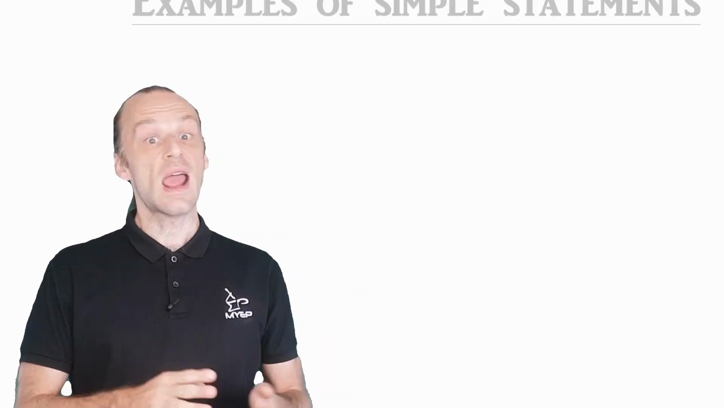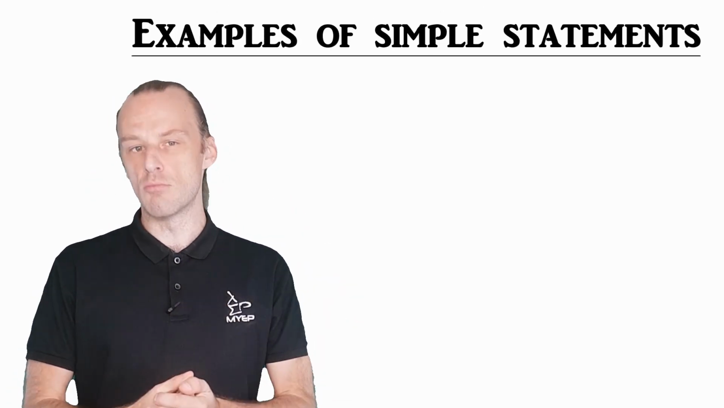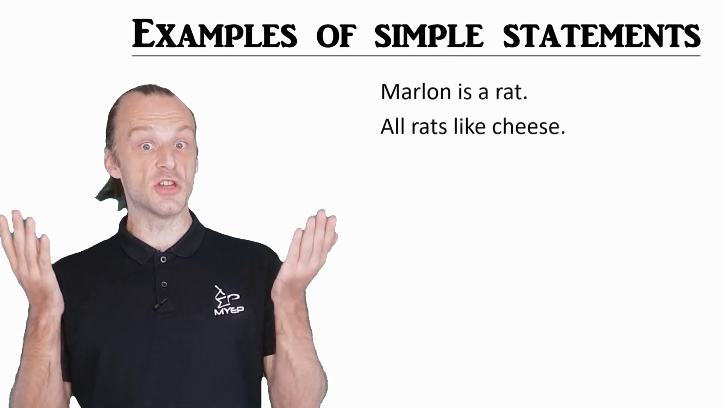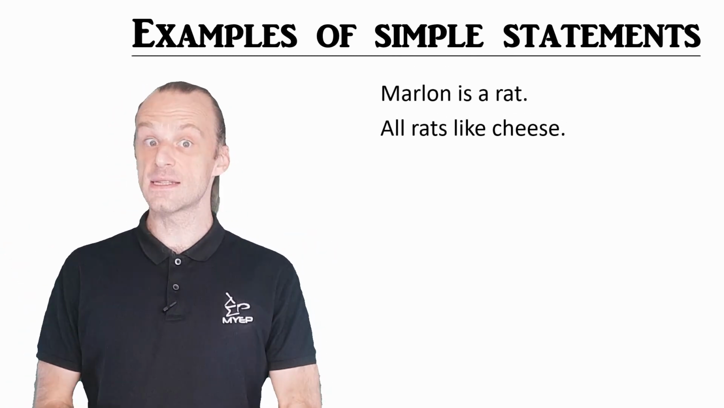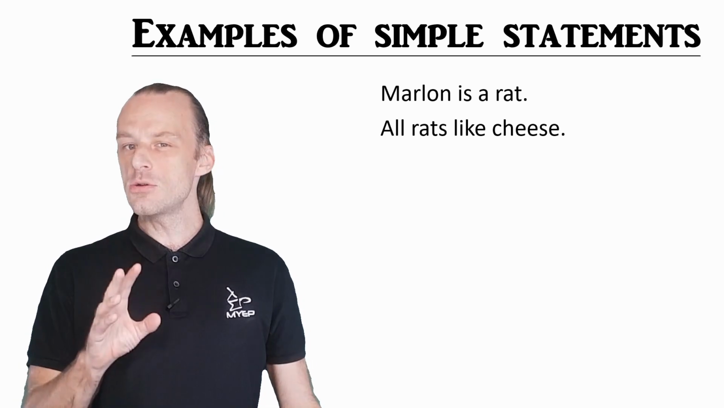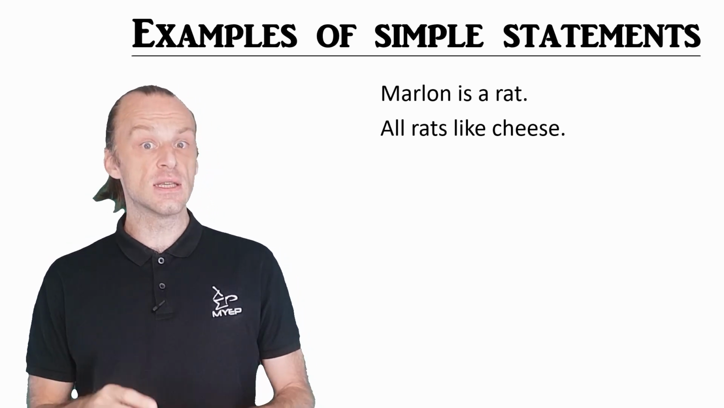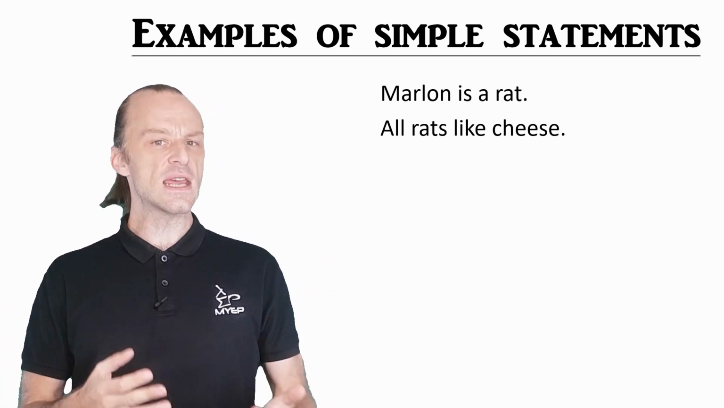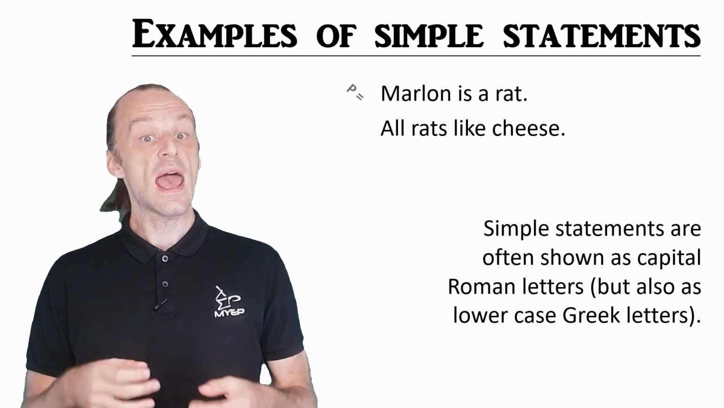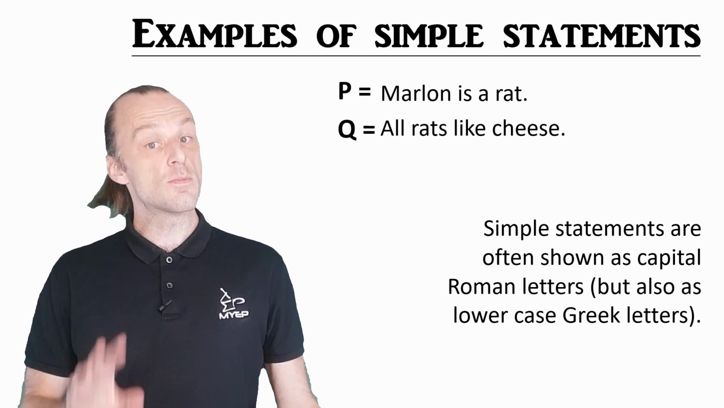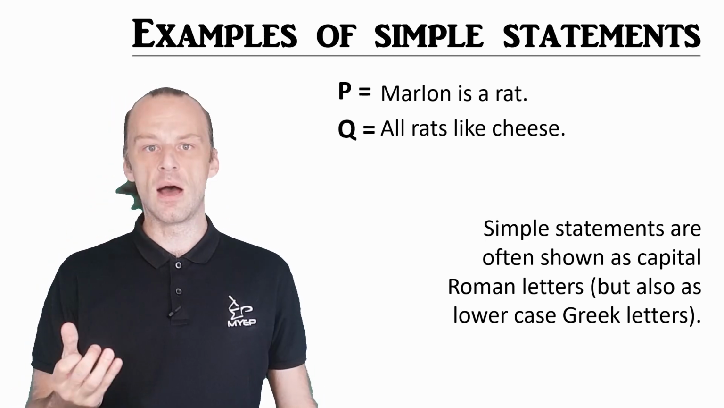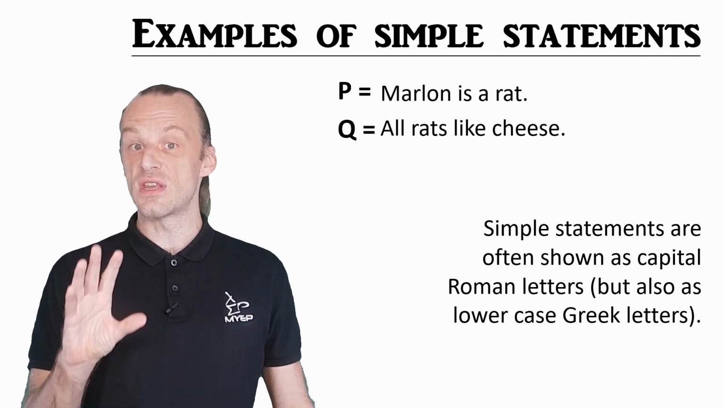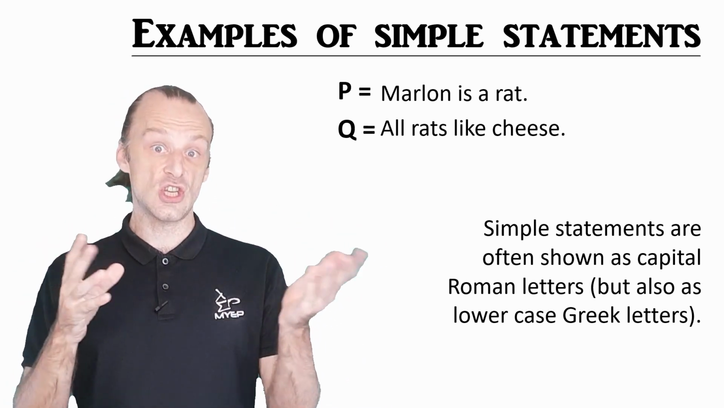We will start again with the simple statements. Simple statements must be either true or false, and not both. Here are two more examples. Marlon is a rat, and all rats like cheese. When we use logic, it's common to give each sentence a letter so we can use it in a more mathematical way. Let's say that the first sentence here is P and the second is Q. So P stands for the idea that Marlon is a rat, and Q stands for the idea that all rats like cheese.